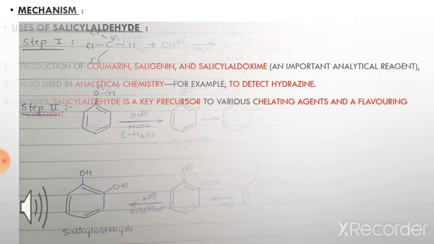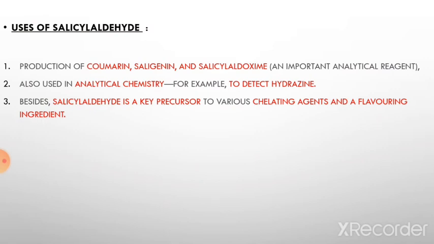Let us see some uses of salicylaldehyde. First, it is used in the production of coumarin, salicylanilin and salicylaldoxime. These are important analytical reagents. Second, it is used in analytical chemistry, for example to detect hydroxylamine. Third, salicylaldehyde is a key precursor to various chelating agents and flavoring ingredients.